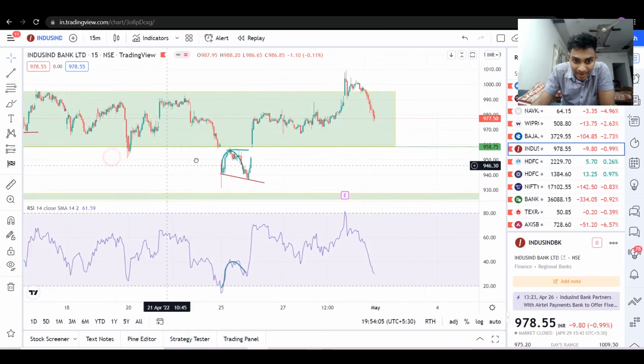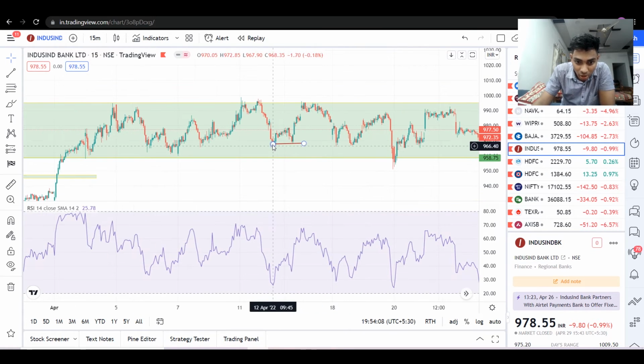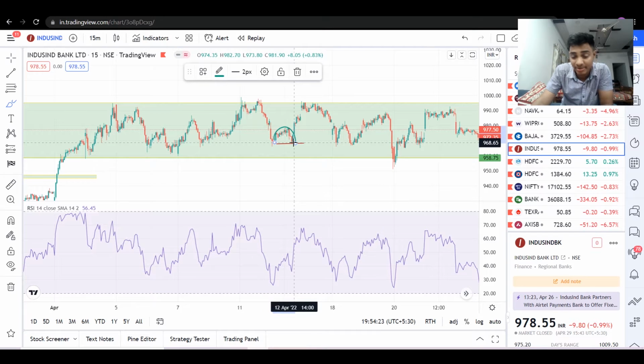Now if I show you the back history of IndusInd Bank, on 12th April 2022, 9:30, the price of IndusInd Bank, you can see here, is around 968, right? And the RSI value is around 27. Similarly, when the price came to the same point near the support, the stock value is still the same, 968. Now, when you compare the stock price with the RSI graph, do you see there is something different in the two? So basically the concept here is bullish divergence.